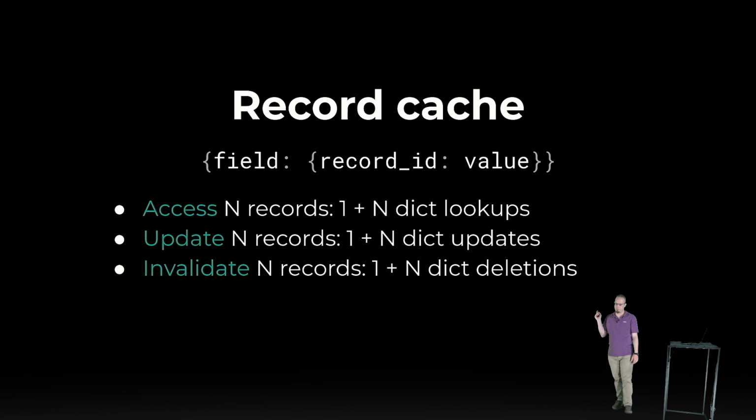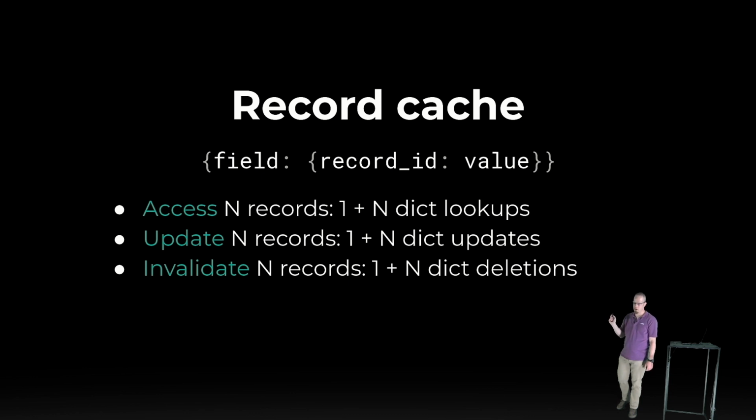Here, we have essentially what the record cache looks like. It's a dictionary containing nested dictionaries. The key of the first dictionary, the topmost dictionary, is the field. The field here, you can imagine, is the name of the model and the name of the field itself. So it's a field of a given model. And the second key is the record ID.